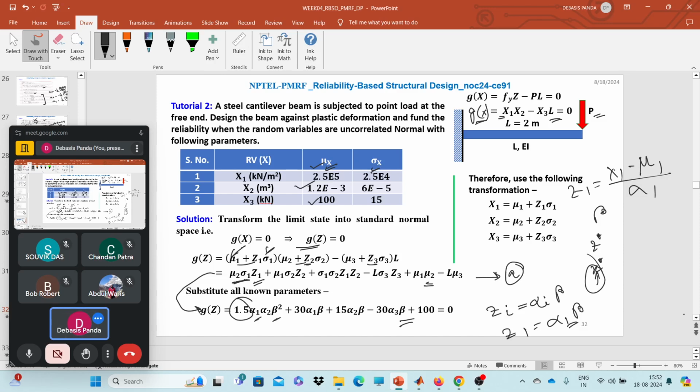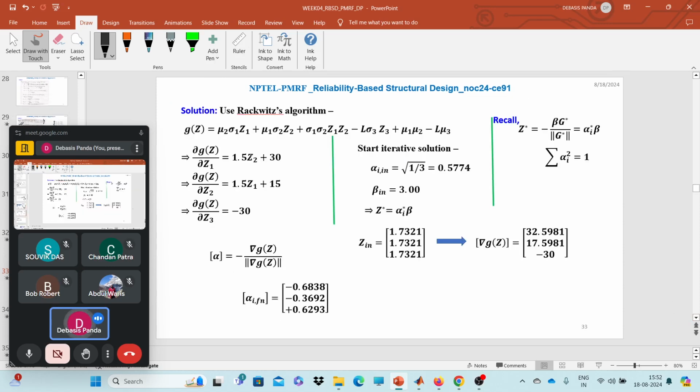Now we need to find the gradients of this. That means we need to differentiate the g(Z) function with respect to Z1, Z2, Z3. So we will find this. Clear?